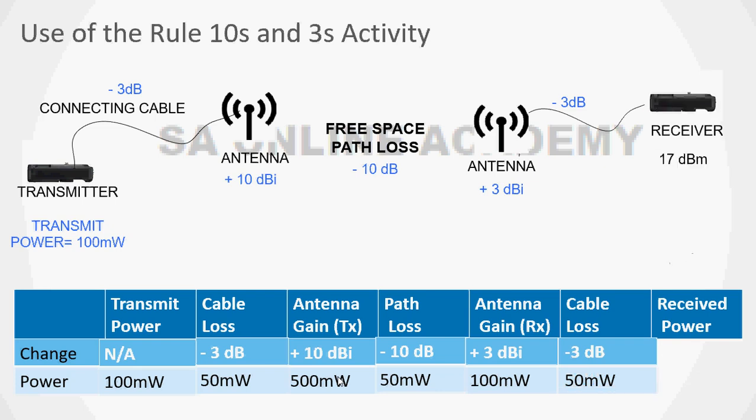At the receiver, you will get 17 dBm as your receiving power, and the power at the receiver is 50 milliwatt. Okay, so this is your calculation, this is the standard rule, and you will find one or two questions in your CWNA exam with respect to this. So this is very important for your calculation, and very important for your solution design. So please do practice these rules of 10 and 3. If you have any doubt, please share your comments. I will be more than happy to reply to you on this.